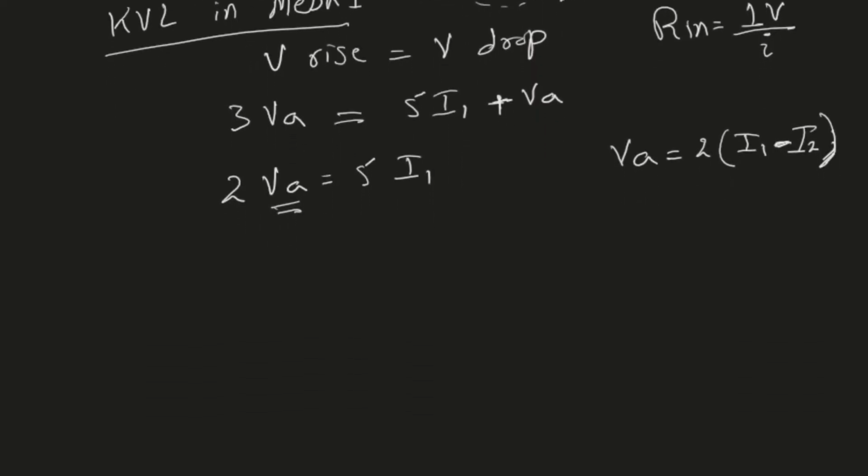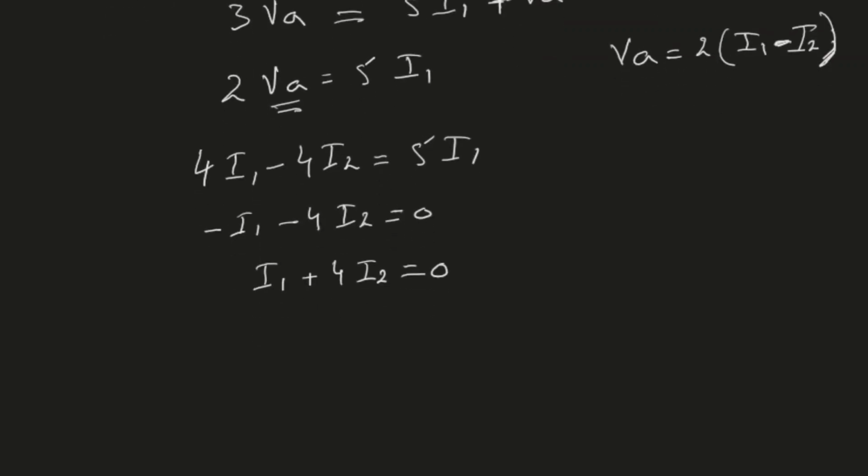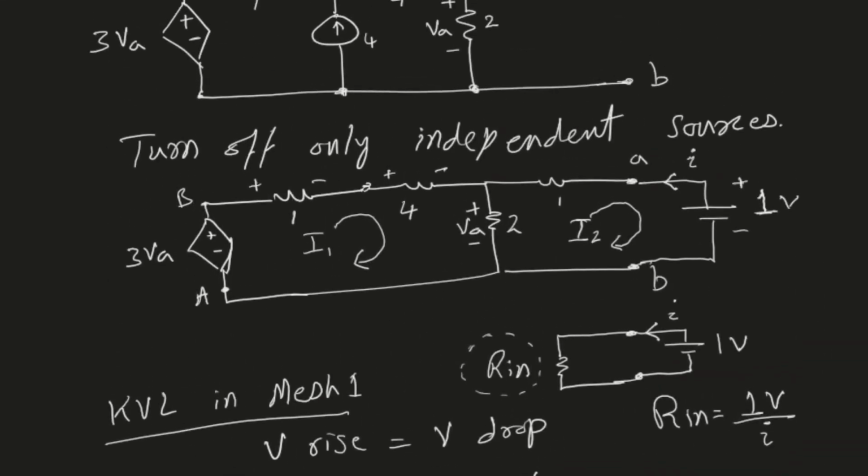Now let us put VA in this equation over here. So I will have 2 times 2, which is 4 I1, minus 4 I2, equals 5 I1, which means I will have negative I1 minus 4 I2 equals 0. Or we can say that I1 plus 4 I2 equals 0. We can leave it here, or we can say I1 is negative 4 I2. So this is our first equation that we got from the first mesh.